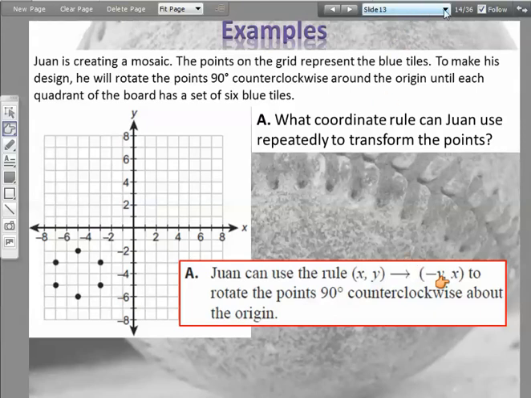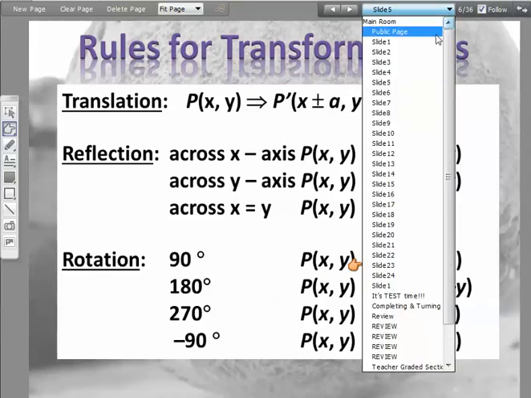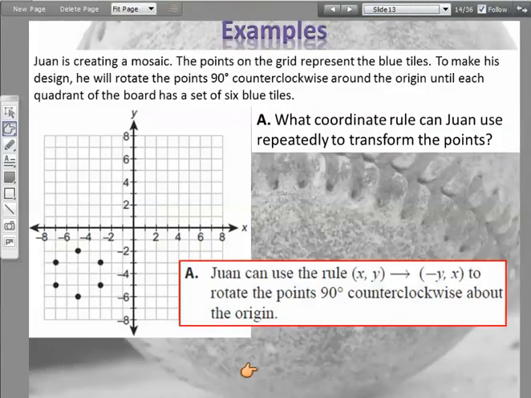So let's go back and look at the rotation. I think it was slide 5. There you go. So it was the first one that I picked out. I just let myself get confused. Okay? This is the rule we're using right here for Juan's mosaic tiles to go counterclockwise. There we go. So that's the only answer. We didn't have to graph anything.